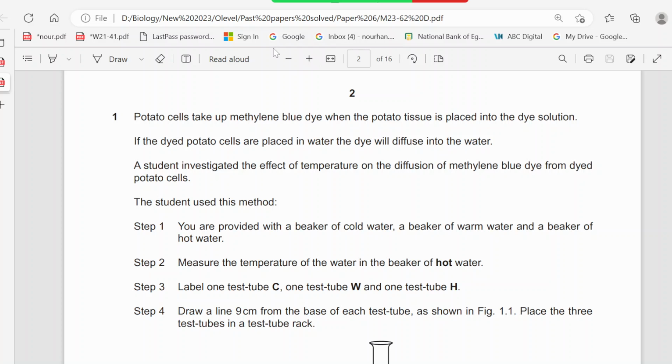Potato cells take up methylene blue dye when the potato tissue is placed in the dye solution. Okay, the first fact says that when you put the potatoes in the methylene blue dye, the dye will go into the potato. If the dyed potato cells are placed in water, the dye will diffuse into the water. If I then put the potato which was dyed blue in water, this blue dye will diffuse out of the potato into the water.